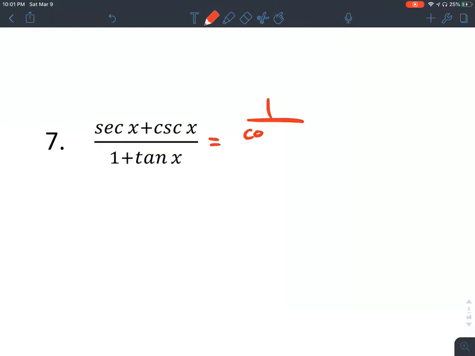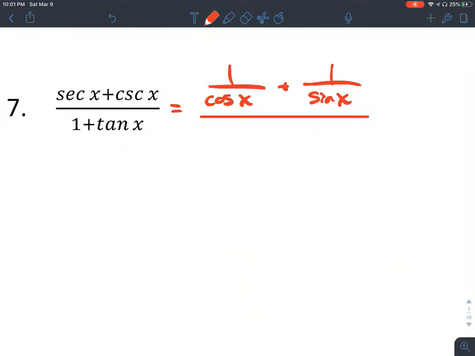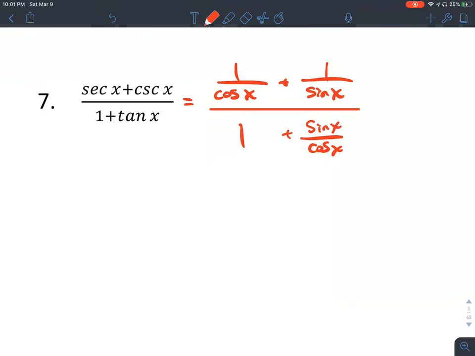Secant is the same as 1 over cosine of your variable, plus cosecant of x is the same as 1 over sine of x, divided by 1 plus tangent of x. This may look a little bit familiar, but that is not a Pythagorean identity. 1 plus tangent squared is. This is not squared. So I'm going to change tangent to sine over cosine. And I can't really do much with 1 at this point.